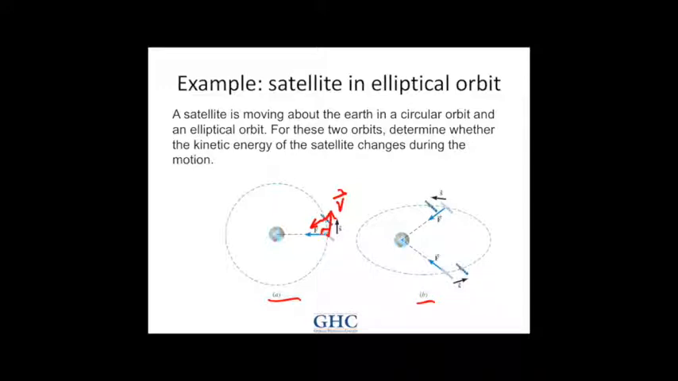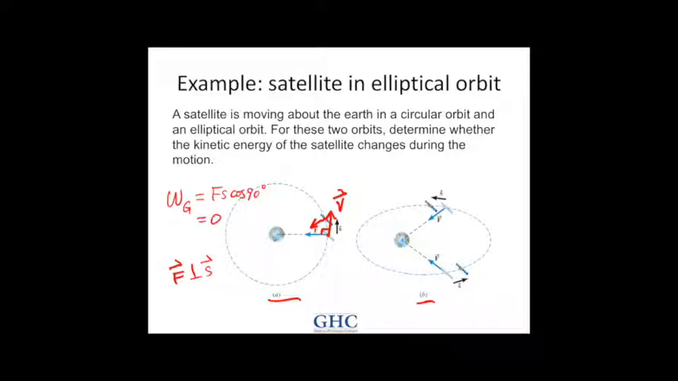So in case A, we have F perpendicular to displacement. The angle between F and S is 90 degrees. So the work done by gravity is Fs cosine 90 degrees, and cosine 90 degrees is 0. So the work done by gravity is 0. The net work done on the satellite is 0 always, no matter where the satellite is.